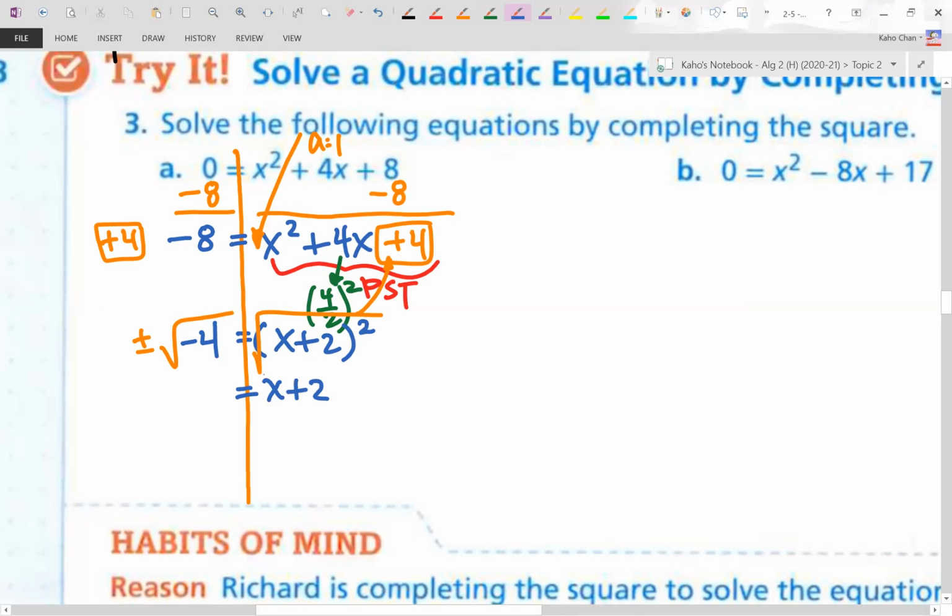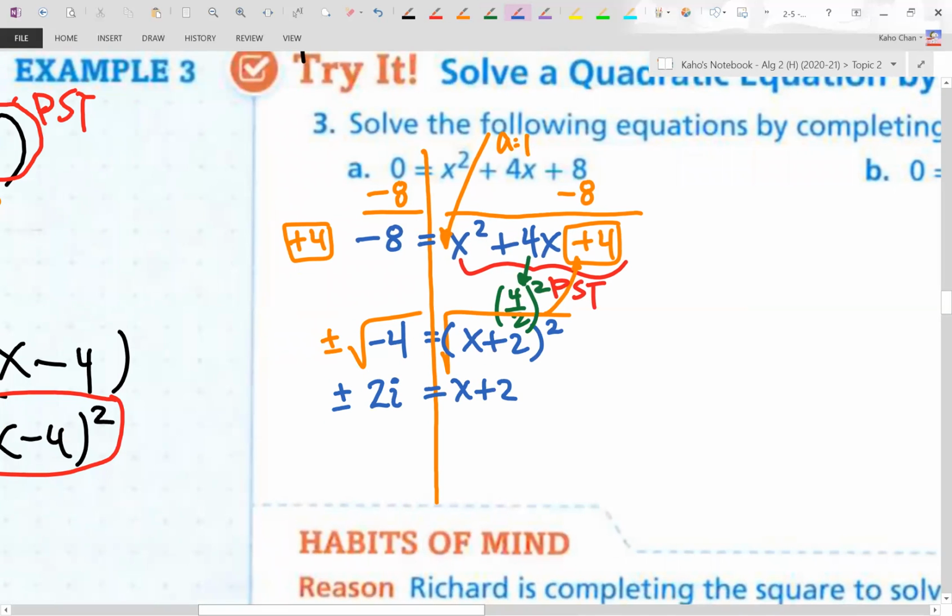But on the other side, the square root of negative 4 is 2i. This parabola never crosses the x-axis. It floats above it, to be honest with you. Let's isolate x, subtract 2 from both sides. I don't really care, but let's put the real part in front and the imaginary part in the back. And ladies and gentlemen, there's your answer.